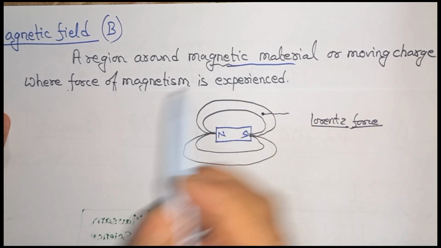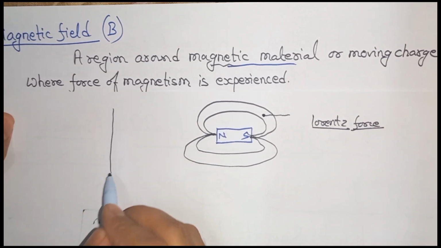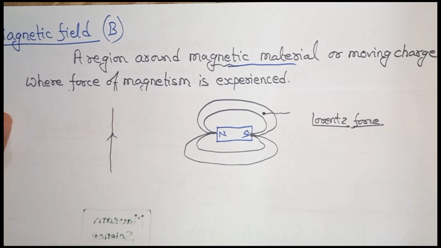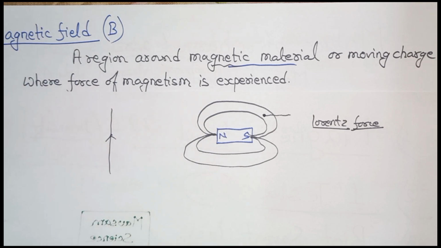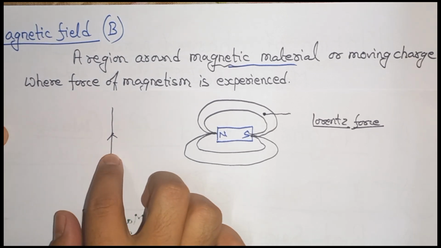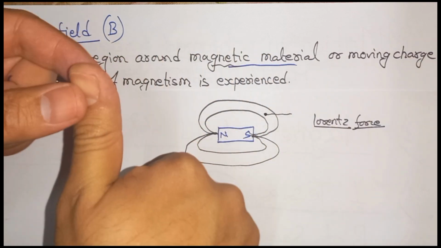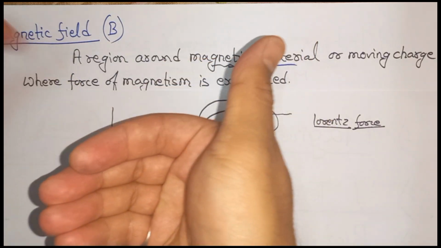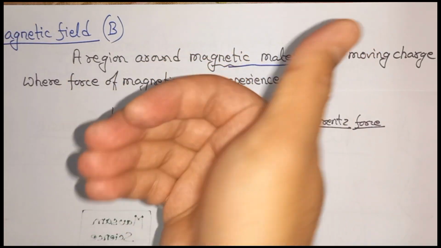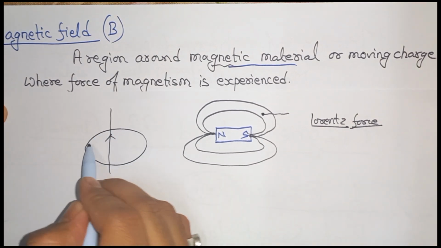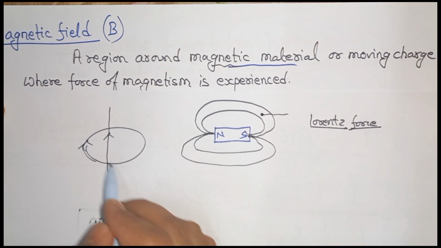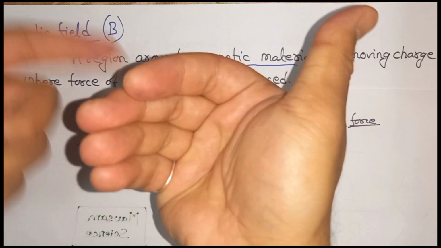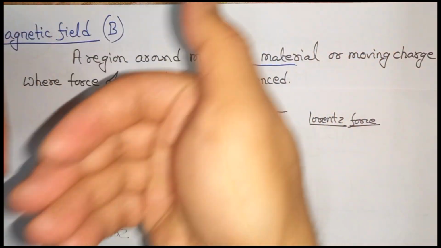Another magnetic source I would like to talk about is the current carrying conductor. Suppose in this wire a current is flowing from down to up, then what happens? It creates a magnetic field. I have already discussed this in the right hand thumb rule. This thumb indicates the direction of current, and these fingers give the direction of the magnetic field. If the current is going up, the magnetic field will be in the direction of the fingers.